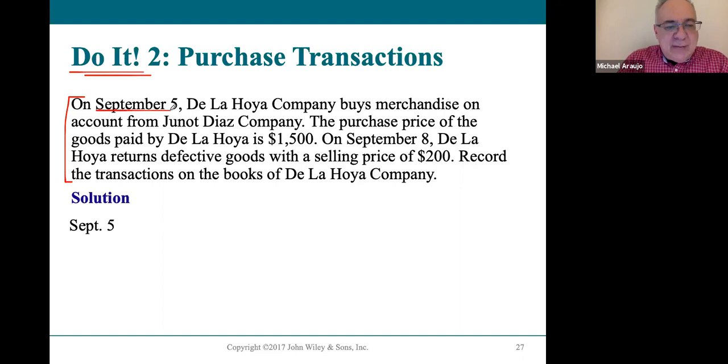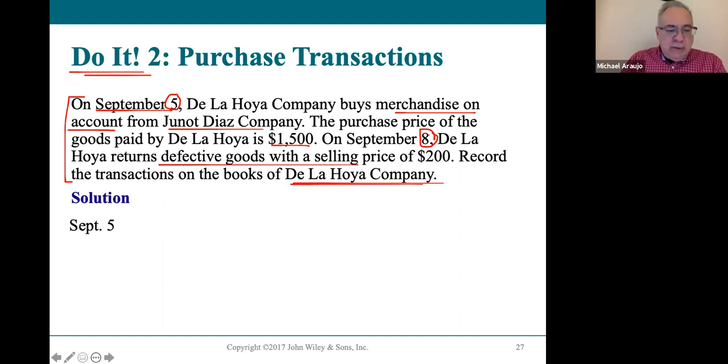On September the 5th, De La Hoya Company buys merchandise on account. Remember, on account, meaning you're going to get a bill, you're going to pay it. From Juno Diaz. The purchase price of the goods is $1,500. So that's what happened on the 5th of September. Three days later, on the 8th of September, De La Hoya returns $200 worth of that stuff. They think it's defective. So you're the bookkeeper for De La Hoya. De La Hoya is the buyer.